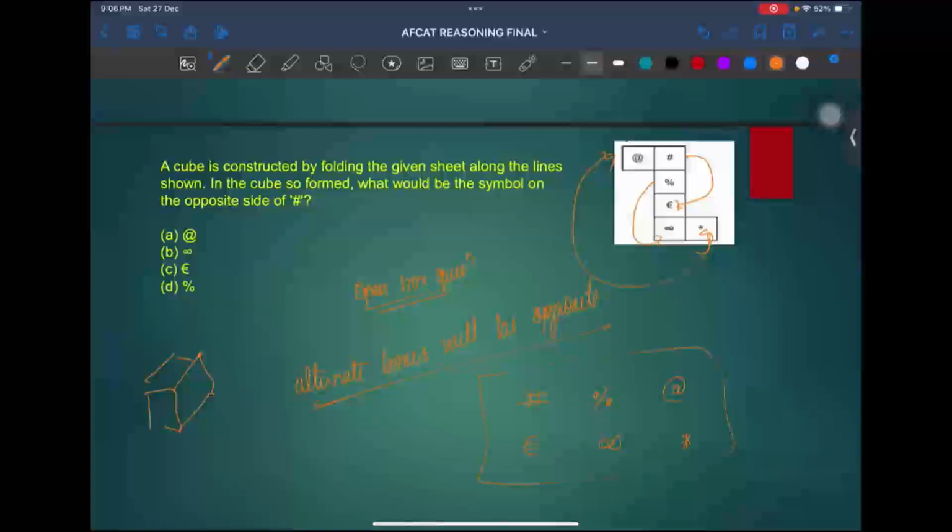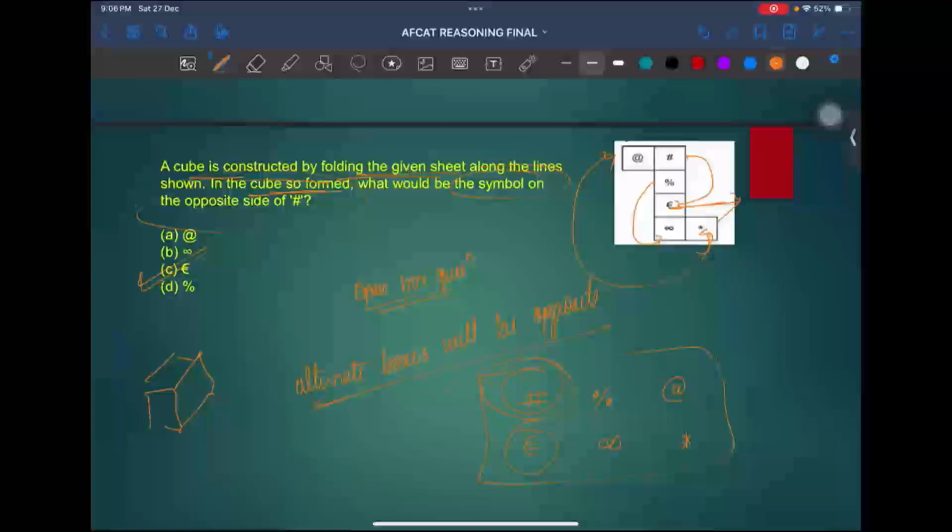Okay, so from this the question is: a cube is constructed by folding the given sheet along the lines. In the cube so formed, what should be the symbol on the opposite face of hash? What will be the opposite value of hash? It will be the symbol of, you may call it euro or some other thing. It will be option C.